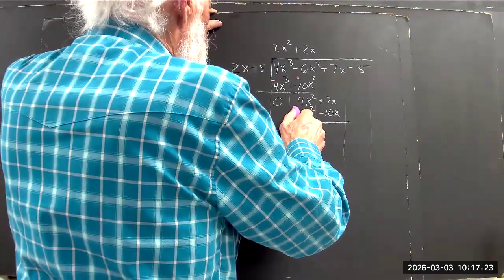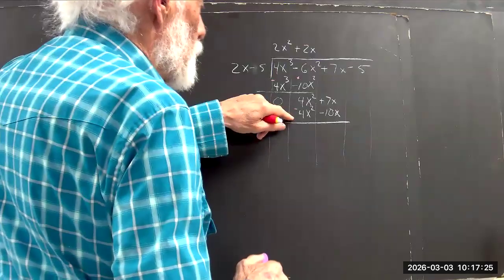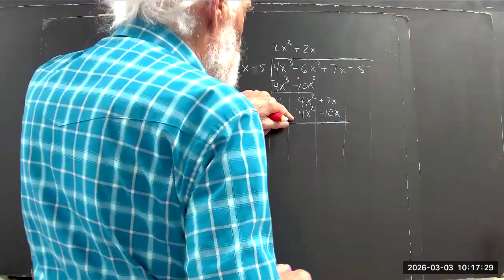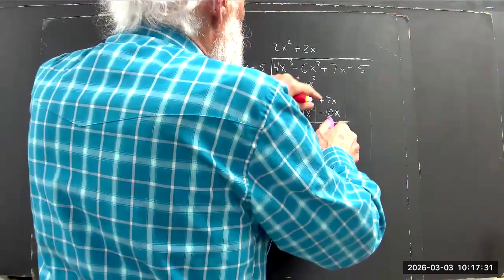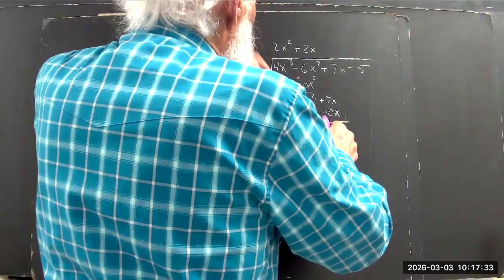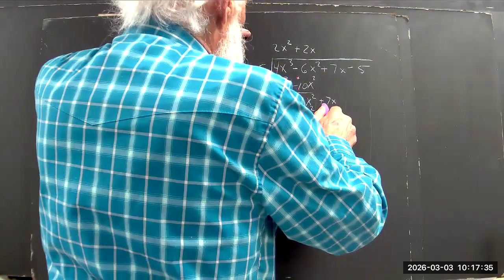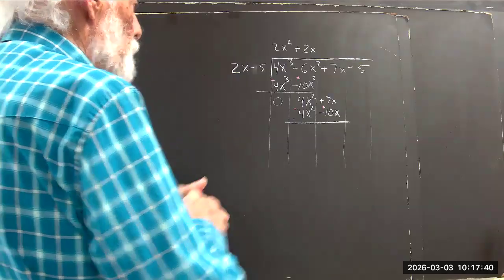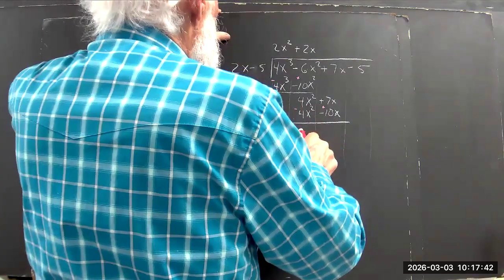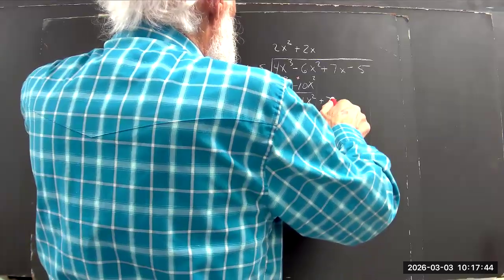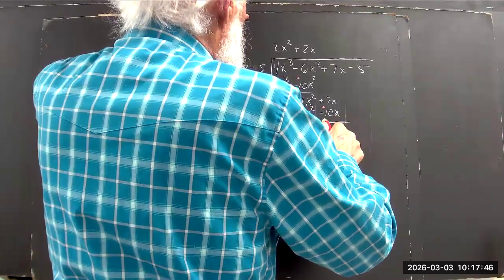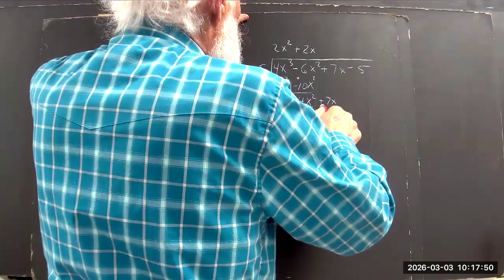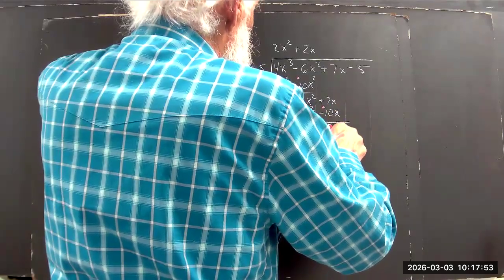The 4x squared below is going to have a minus sign because we're subtracting. The negative 10x is going to be subtracted from the 7x. That means I have to add 10x to 7x. So the 4x squared and the minus 4x squared give me 0. 7x and the negative 10x is really 7x minus negative 10x. 7x plus 10x gives me 17x.